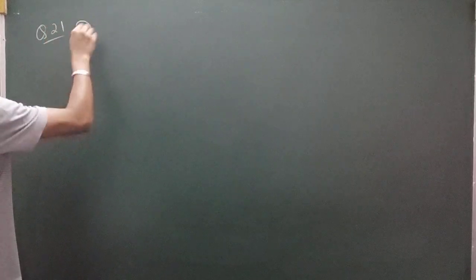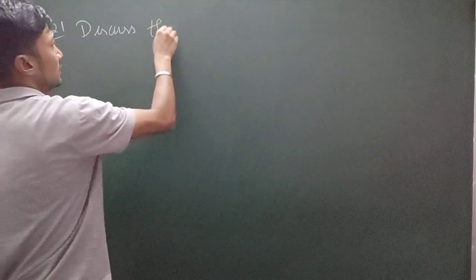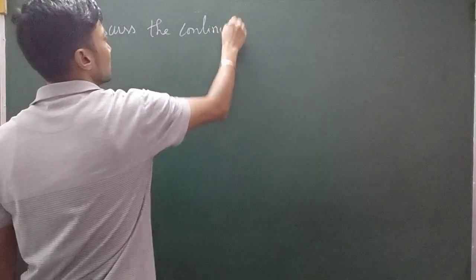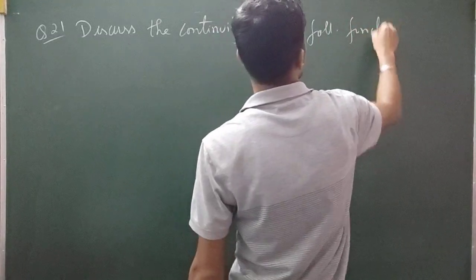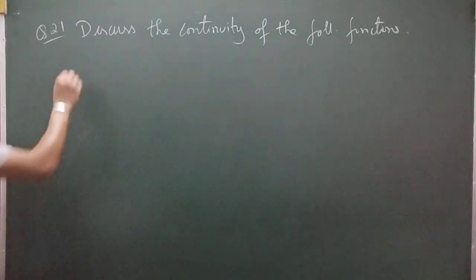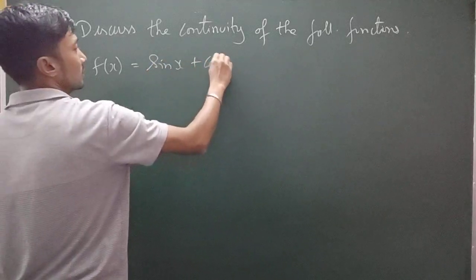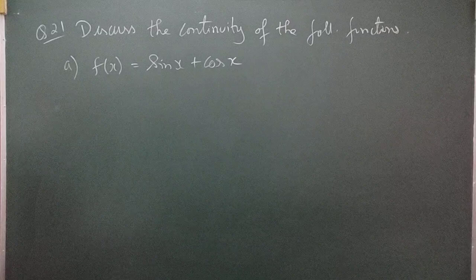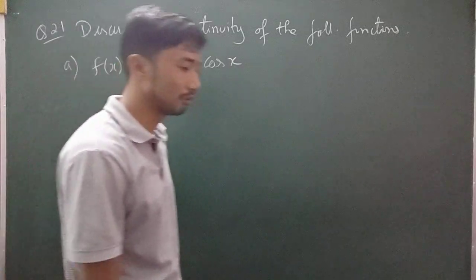That would be question number 21. Question is: discuss the continuity of the following functions. Number A, f of x is equal to sin x plus cos x. So we'll be taking one general point a, such that a belongs to the set of real numbers.